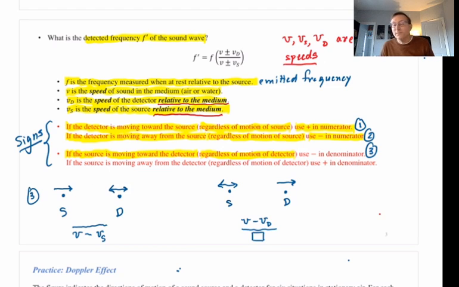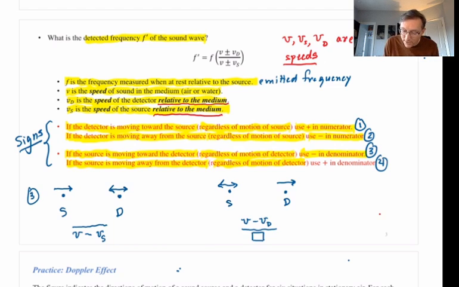See what I'm saying? It's all based on the idea that motion towards wants the frequency to go up, but I'm working with the denominator. So I pick the minus sign to make the denominator smaller. All right, and then what I'll call case 4. So in case 3, you use a minus sign in the denominator. Now case 4. The source is moving away from the detector, regardless of the motion of the detector. Okay, motion away wants the frequency to go down.